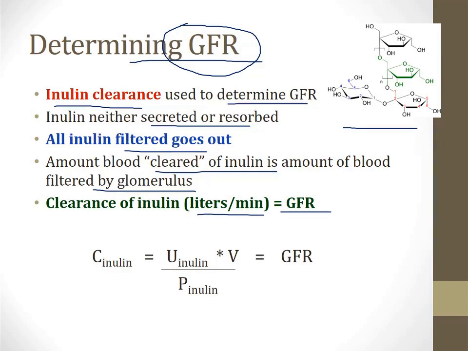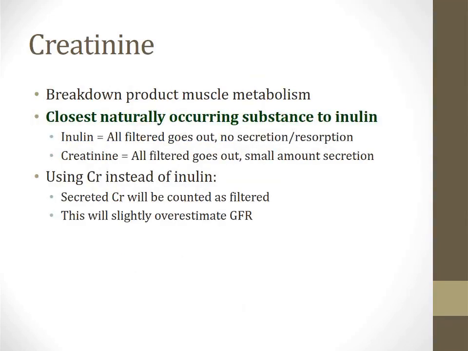And as I showed you before, the equation for clearance is on the screen here. The clearance of inulin is the urinary concentration of inulin times the urine volume flow divided by the plasma inulin concentration. And we can measure all these variables in an experiment after we administer inulin to a patient, and then we can determine that patient's GFR. In clinical practice, we never use inulin clearance to determine GFR. Inulin clearance is only used as part of physiology experiments. In clinical practice, what we use to estimate a given patient's GFR is the creatinine.